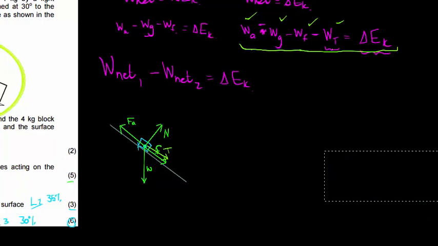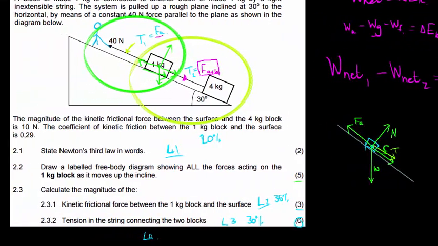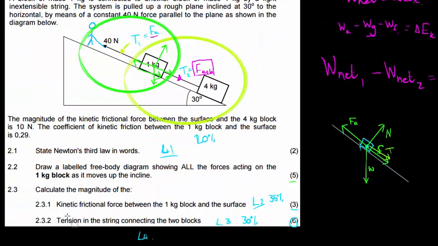Okay. Excellent. So let's look at the next question. Tension. Calculate the magnitude of... And just so that you know, what level question do you think this is? The drawing labeled what? That's level 1, so we've got honors. I think it's level 2. It's a level 2 question because it's really just standard.